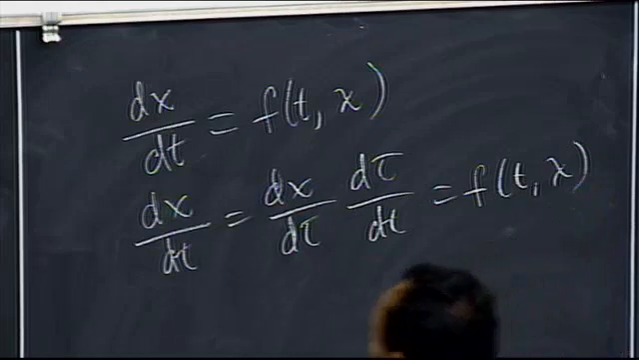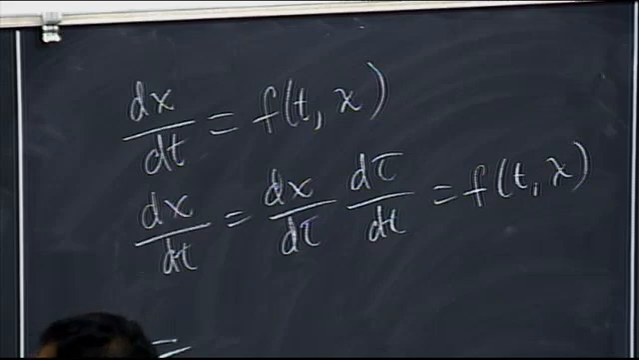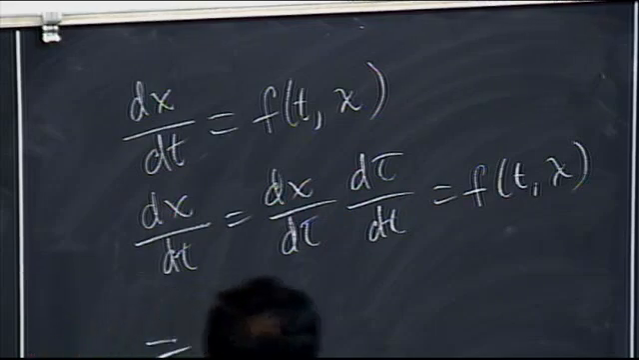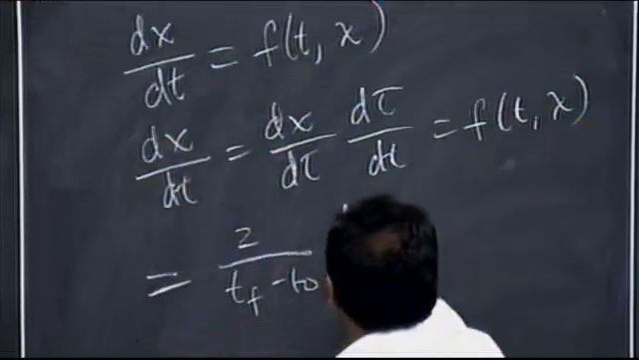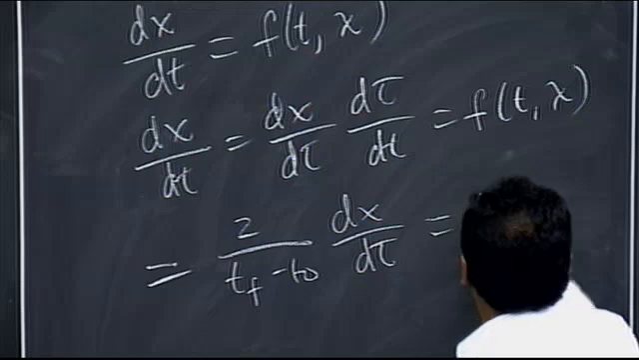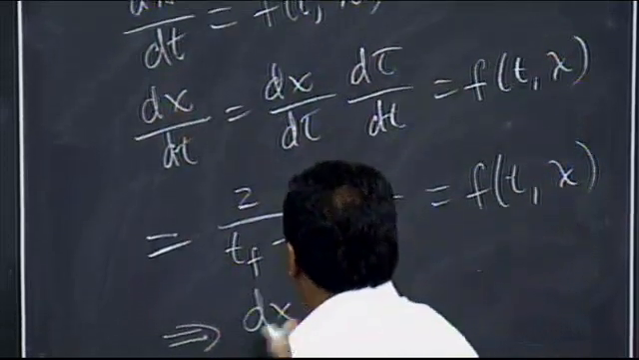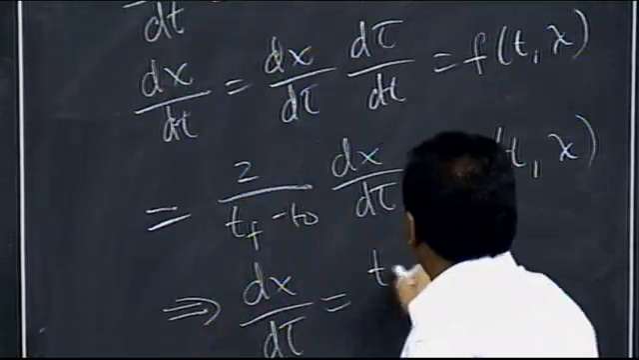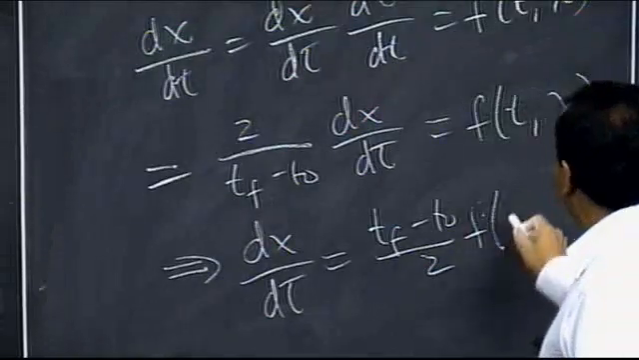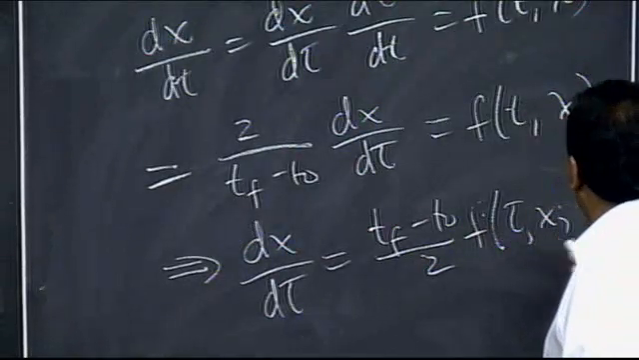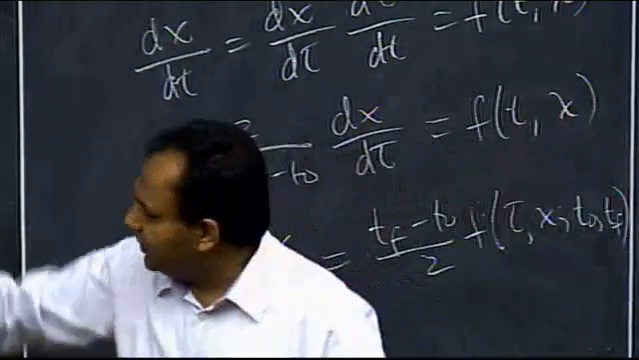I haven't done the transformation completely yet, right? dx/dτ, what's dτ/dt? Well, if I take dτ/dt, I get 2 over (tf minus t0) times dx/dτ is equal to f of t and x. So when I rewrite this, dx/dτ is equal to (tf minus t0) over 2 times f of τ and x, and now this becomes a function of t0 and tf, right? Because t is a function of t0 and tf.